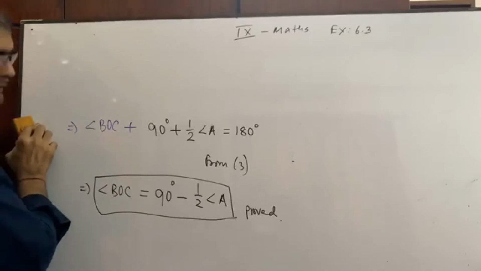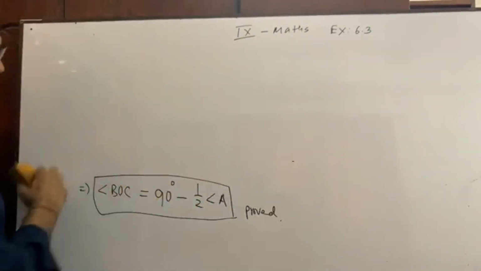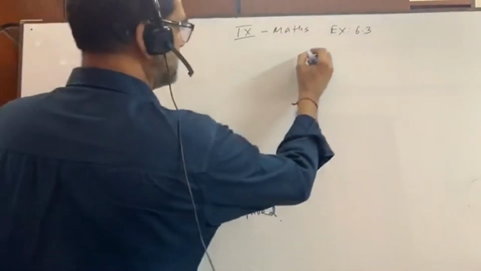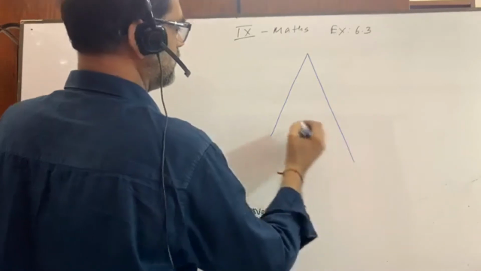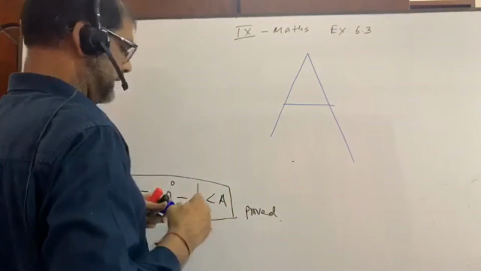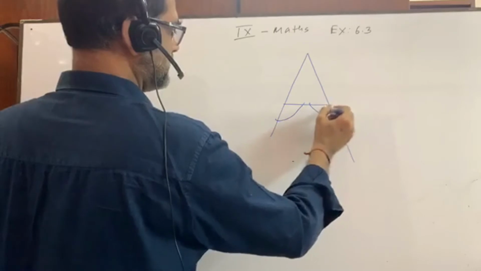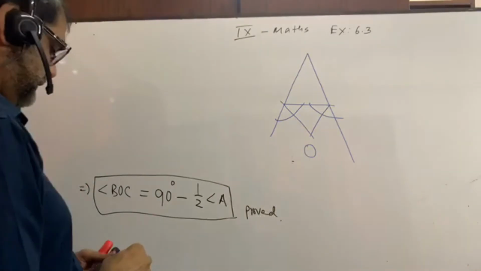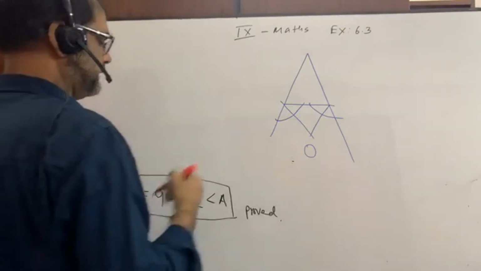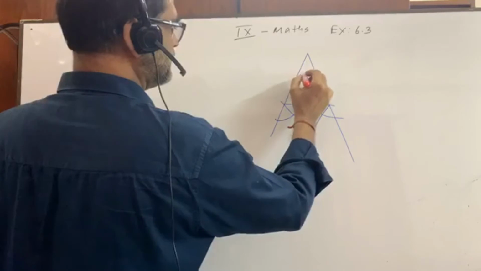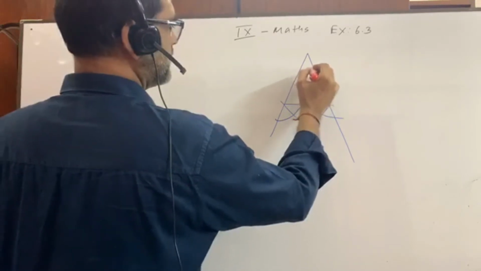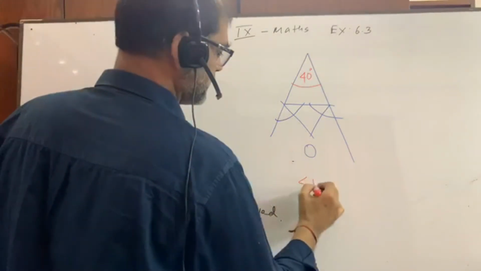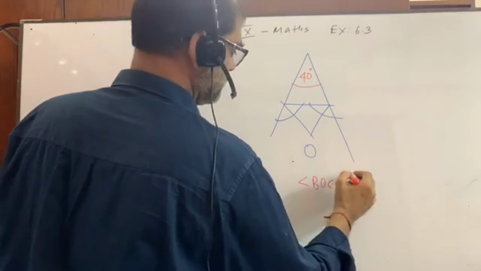I think you have copied. Now you see, an example can be given like this. This is a triangle, and its bisectors like this meet at the point O. Now if you are given that this is 40 degree, this is 40 degree, then what is the measurement of angle BOC? Angle BOC equals what?